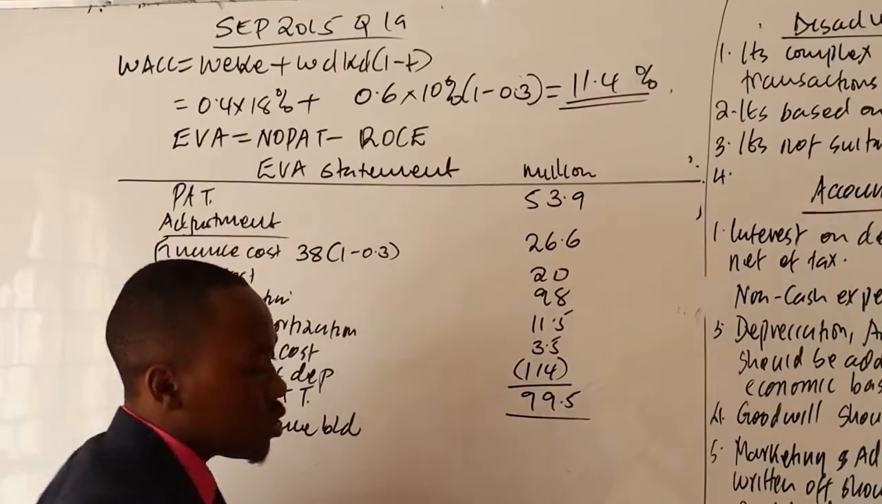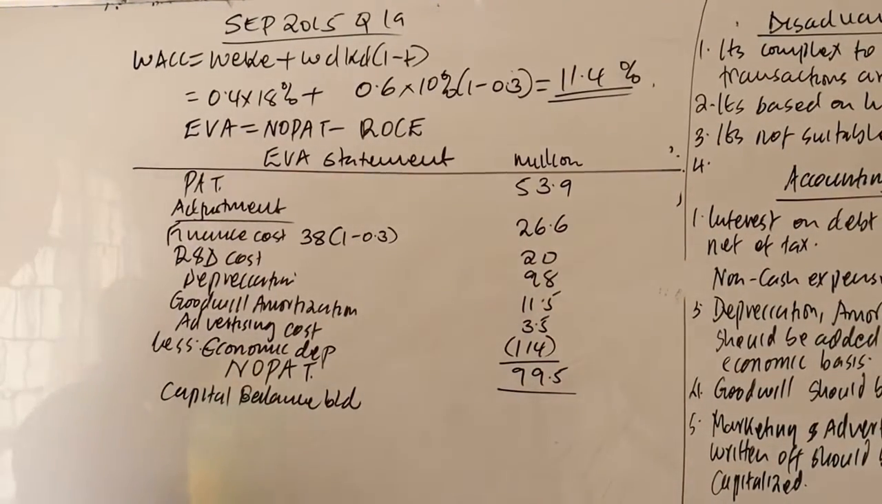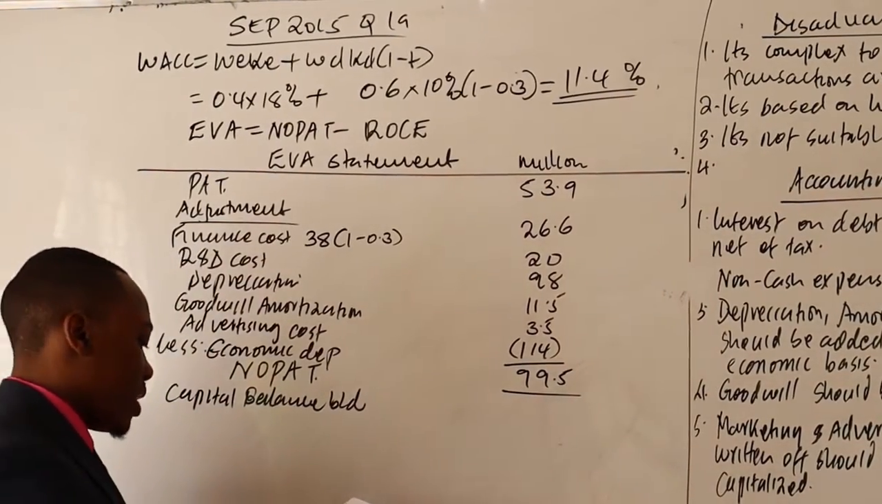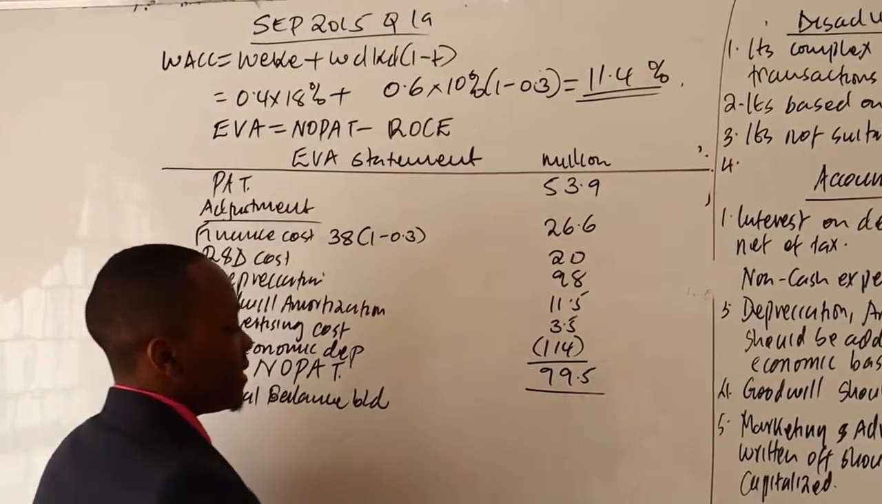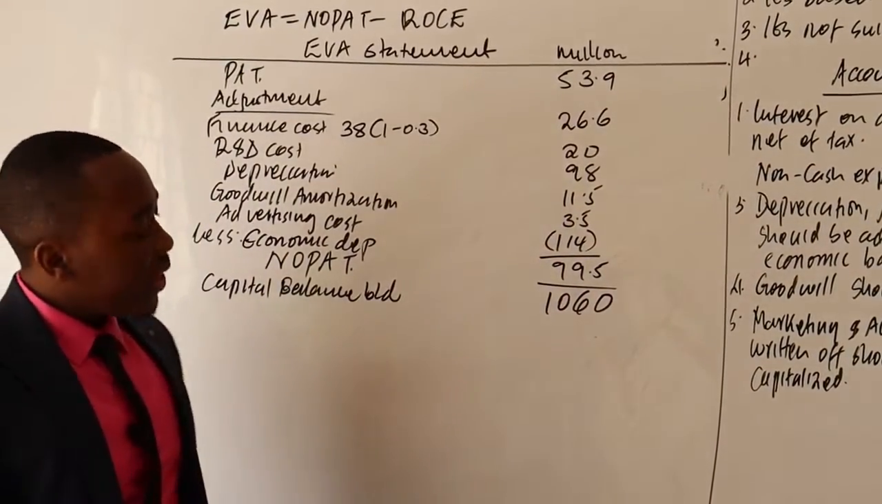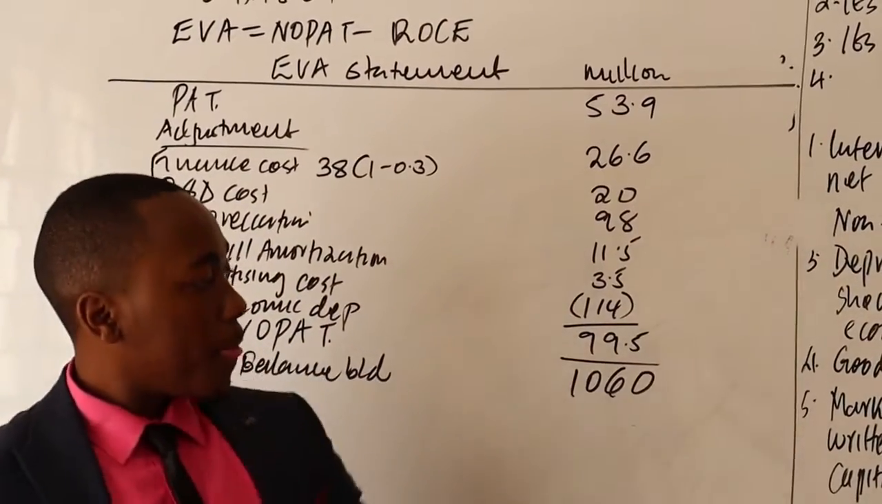balance brought down. Let's go to additional information number 2. We are told that the statement of financial position indicates capital employed as at 1st July 2014 as 1060 million. We have 1060. Then, what increases the capital? Let's go back there.